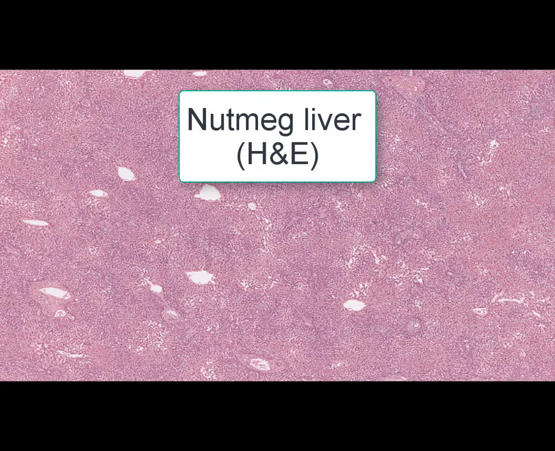This microslide represents liver. Staining is hematoxylin-eosin. Name of the slide is Nutmeg liver. This pathological condition occurs due to chronic venous congestion or passive hyperemia that relates to hemodynamic disturbances.